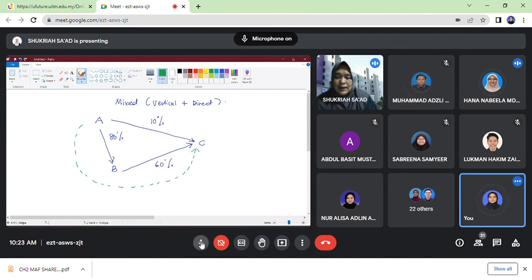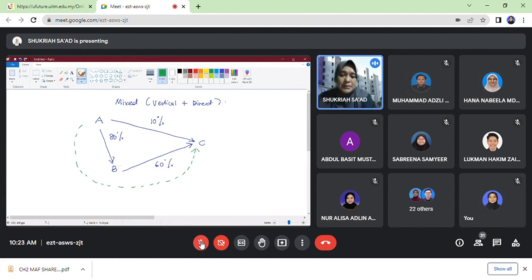Betul. Macam mana dia ada indirect ni? Sebab B adalah subsidiary kepada A dan C adalah subsidiary kepada B. Betul? So apa relationship A dengan C? Itu datangnya elemen vertikal. Isyarat dia, C mesti anak kepada B. So ni ada indirect controlling. B dengan C direct. A dengan B direct. A juga ada direct controlling over C. Bukan setakat itu, A dengan C ada dua relationship. Pertama, direct 10% dan juga indirect.